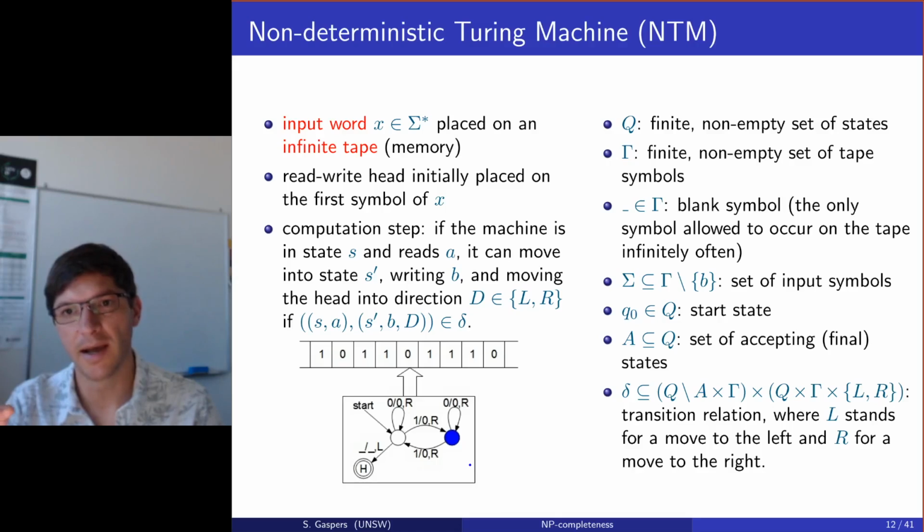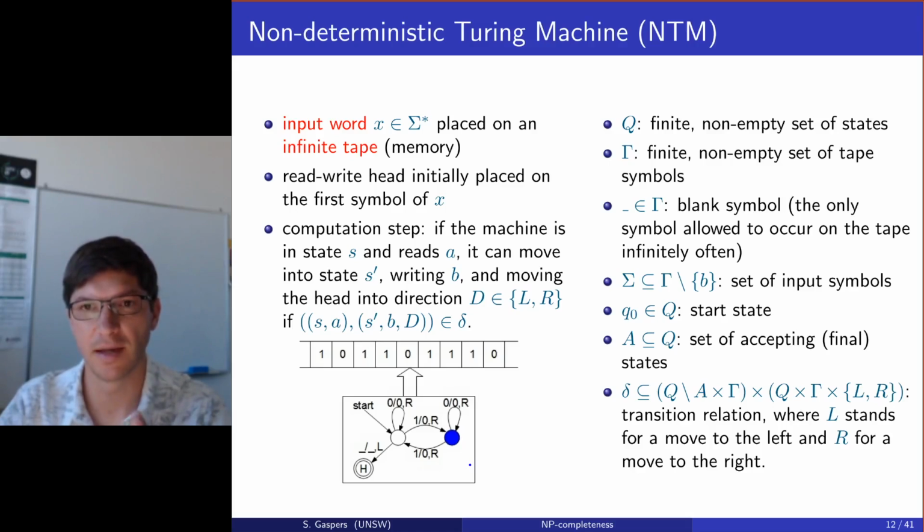The Turing machine has a memory, which is an infinite tape. And this tape has cells, and our input word is written on the tape. So each cell of the tape contains exactly one symbol of the input word. The Turing machine also has a head, and the head is placed on one symbol of the tape. It also has states. There's a start state, and there are several states.